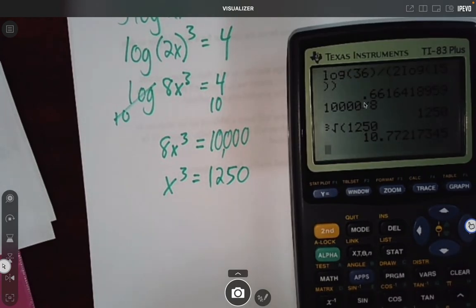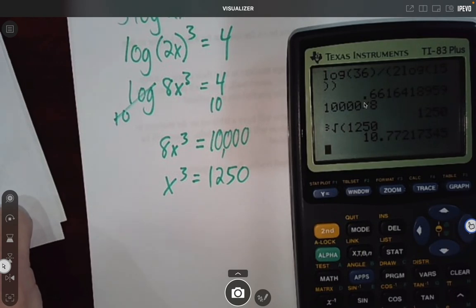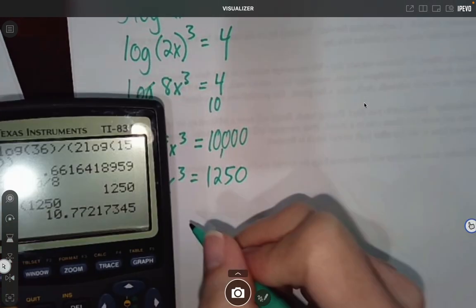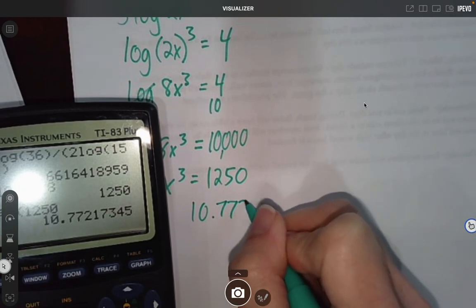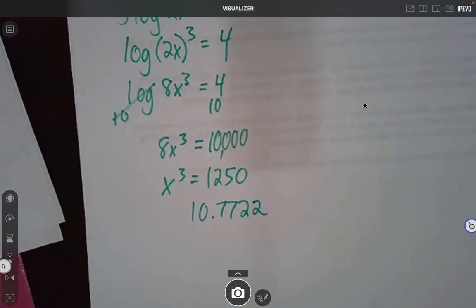And I get, let me see, what are my answer choices like? What number is this one again? 10.772. Okay, and this is number 26. It says round to the nearest 10,000th, so that's probably why they put 10.7722. Okay? 10.7722. Do we kind of get that one?